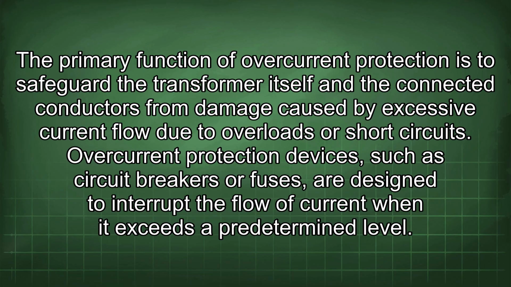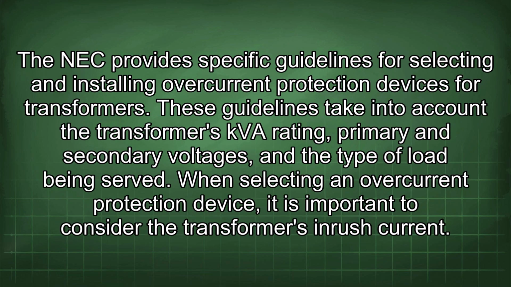Overcurrent protection devices, such as circuit breakers or fuses, are designed to interrupt the flow of current when it exceeds a predetermined level. The NEC provides specific guidelines for selecting and installing overcurrent protection devices for transformers. These guidelines take into account the transformer's kVA rating, primary and secondary voltages, and the type of load being served.